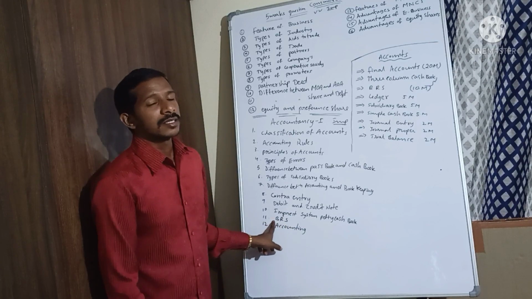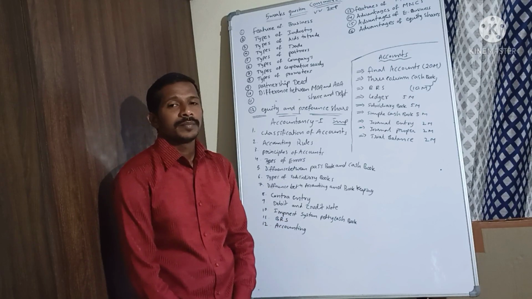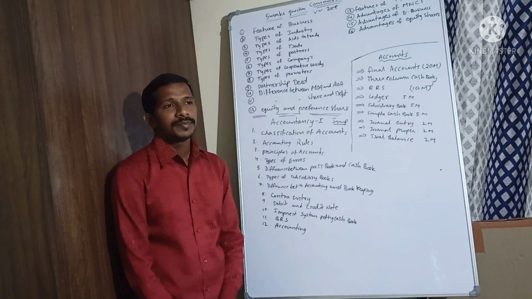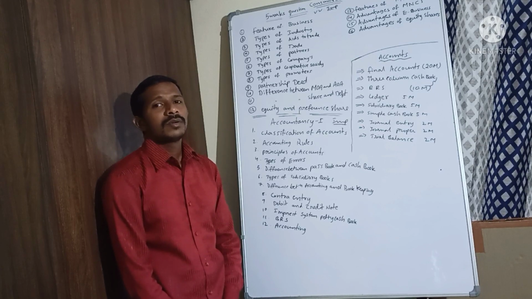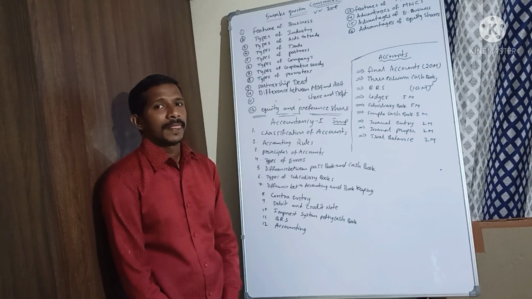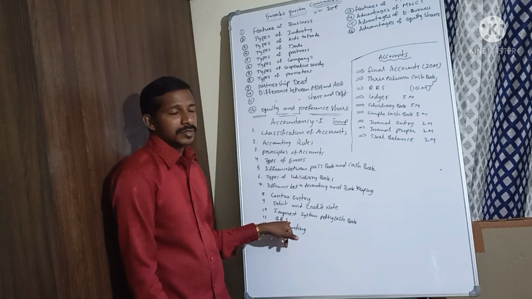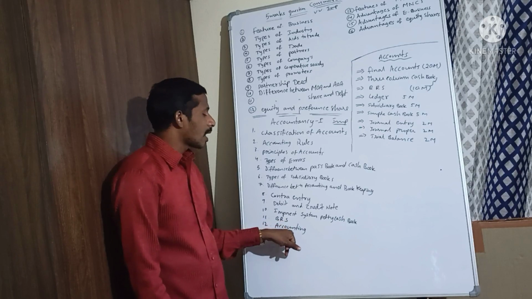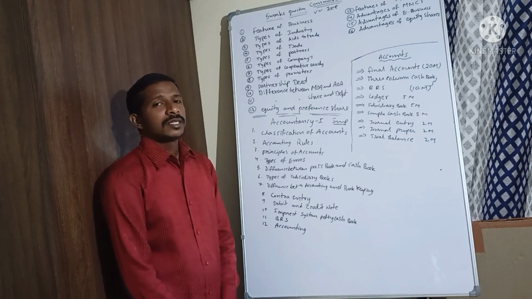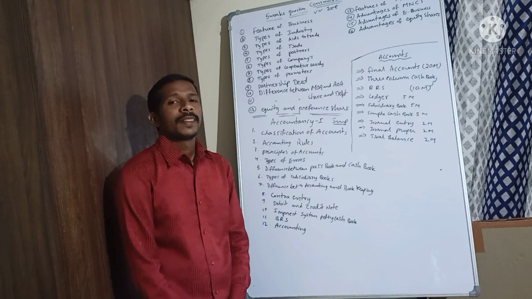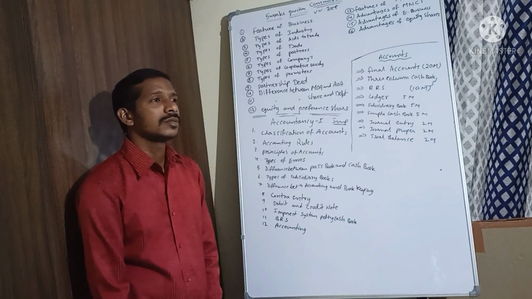Next one, BRS, bank reconciliation statement. There is a difference between the passbook and cash book. Why the difference is there, that we have to write in the correct way. That is nothing but the BRS. Compare the passbook and cash book. Next one, twelfth one, accounting. What is accounting? Accounting is recording, classifying, summarizing, analyzing, and interpreting the information, providing information to the users.